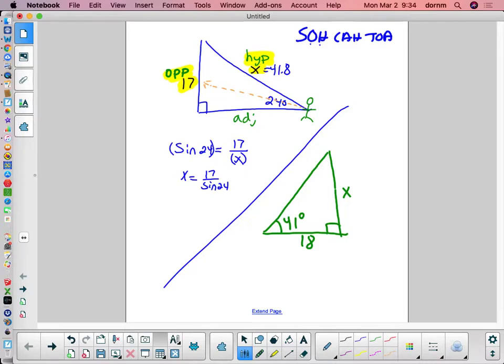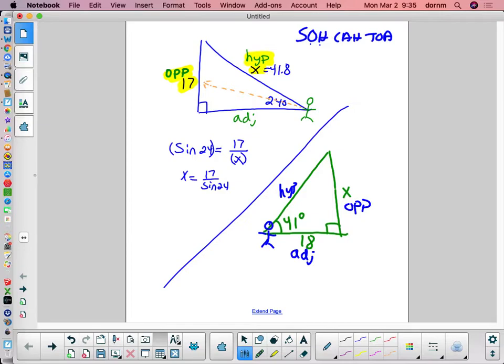So, what's my perspective? The 41 is my perspective. So if the 41 is my perspective, now which side is which? X is the opposite. 18 is the adjacent. And this must be the hypotenuse. Well, it's not involved at all. So now I've got opposite and adjacent in play.